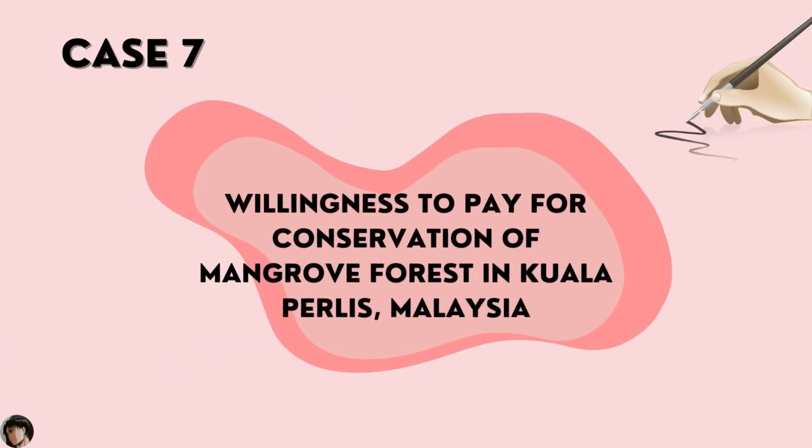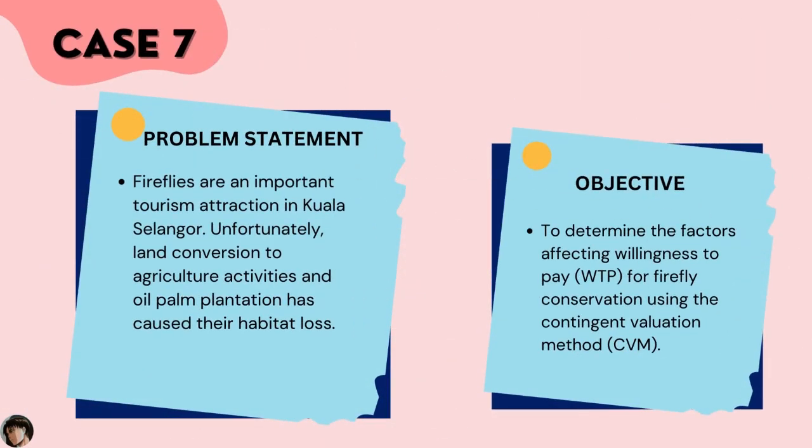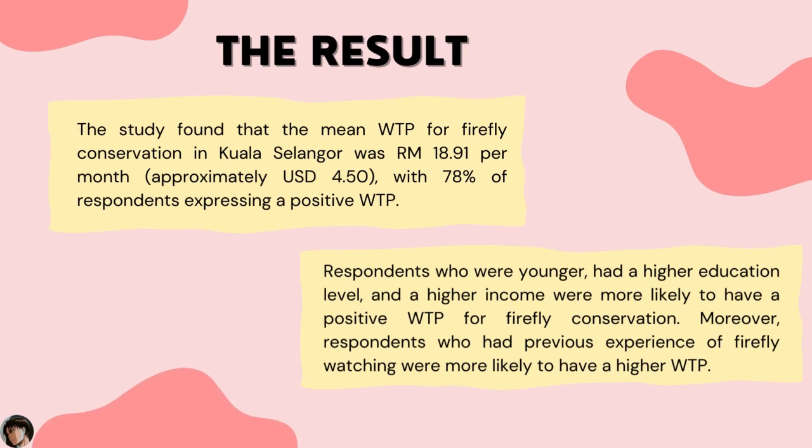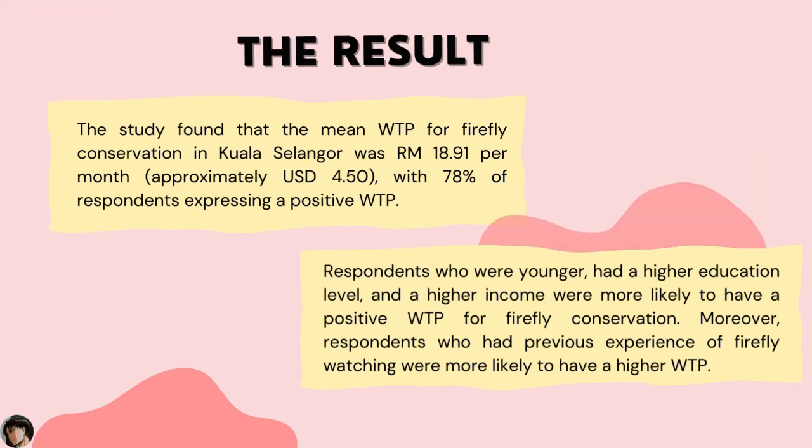Case 7, willingness to pay for conservation of mangrove forests in Kuala Perlis, Malaysia. This study mentions the fireflies' loss of their habitat caused by human activities at Kuala Selangor, and they are going to determine the factors affecting willingness to pay for the fireflies using CVM. They conducted face-to-face interviews with 400 respondents by asking them a series of questions and presenting a hypothetical scenario. The result shows the mean of WTP for firefly conservation is RM18.91 per month, and respondents who were younger, had a higher education level, higher incomes, and more experience watching fireflies were willing to pay more.